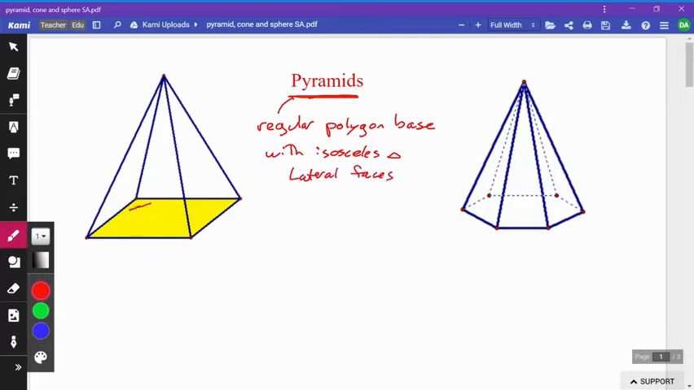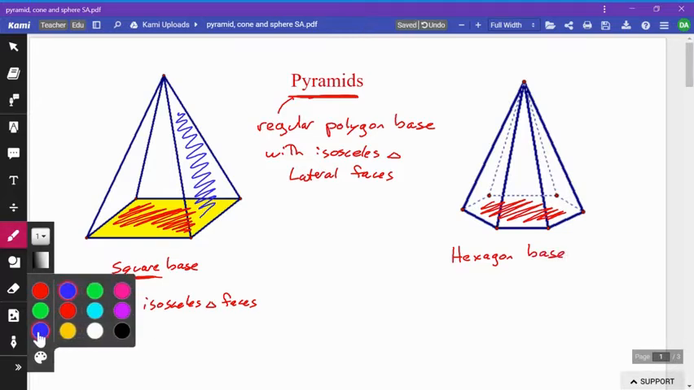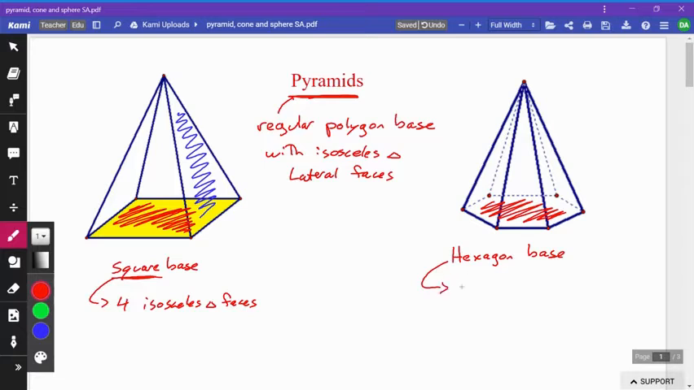Now, as you can see over here, this has a regular polygon base, so this would be a square base. And since I have a square base, I would have 4 isosceles triangle faces, lateral faces. And I can see that right here that I have 4 of these triangles. Now on this one over here, I can see that I have a hexagon base and I would have 6 isosceles triangle faces, lateral faces if you will, and I can see that all right here that this would be the isosceles triangle.